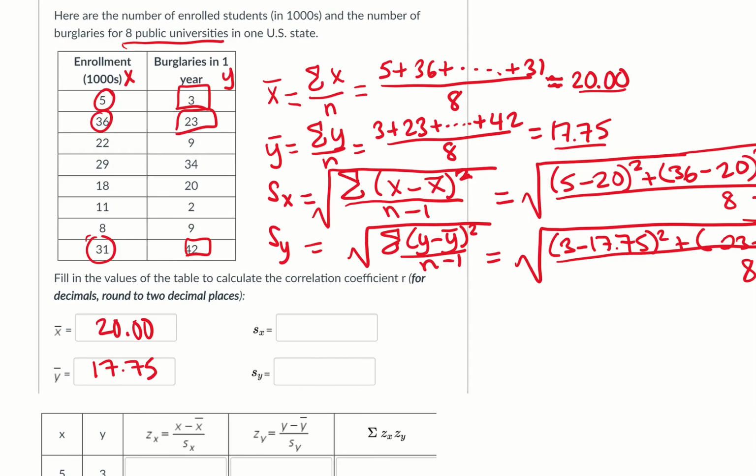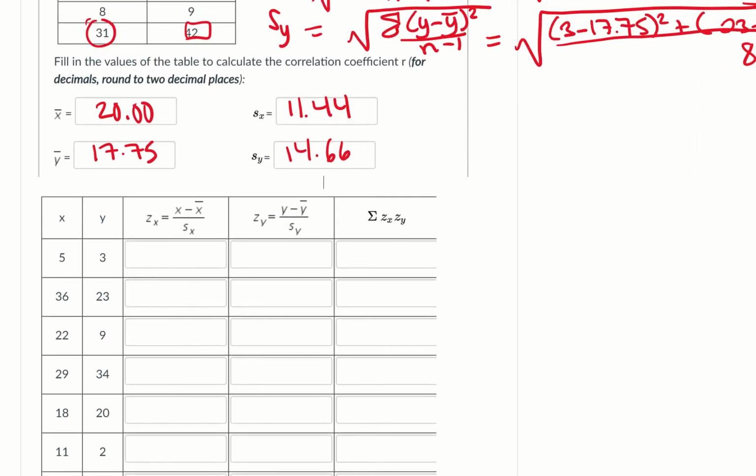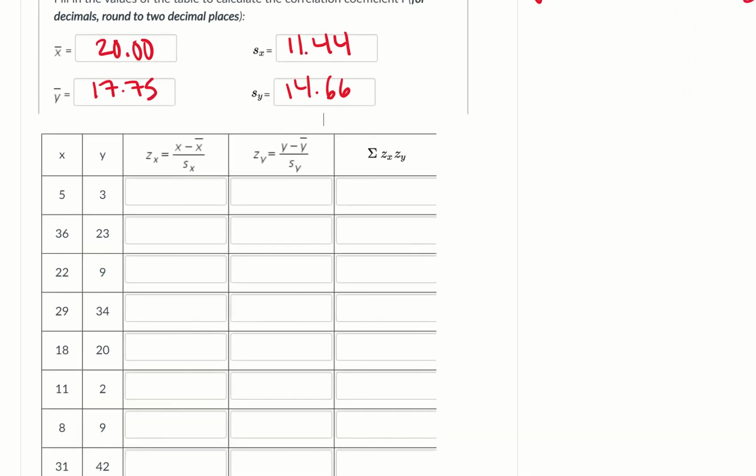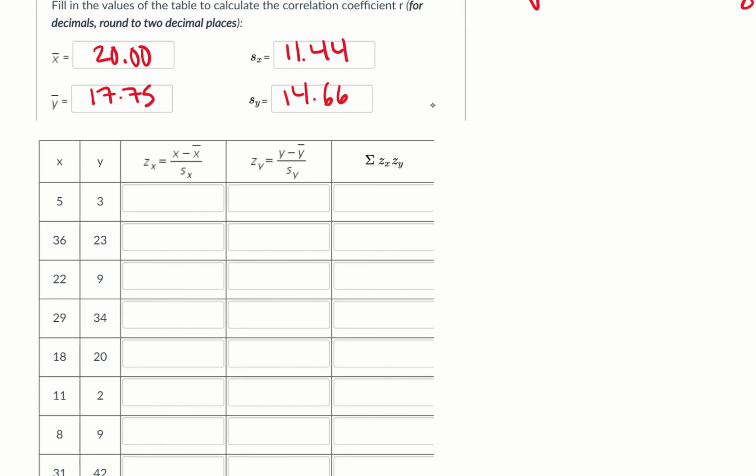All right, went ahead and calculated the numbers. So when you calculate SX, you get about 11.44. This is rounding to the nearest 2 decimals, okay? And then 14.66 for SY. Okay, so now that we got those 4 main numbers, we can go ahead and calculate these numbers in the table. So for the first one, we want to do ZX equals X minus X bar divided by SX. So let's show you this firsthand. Let's do the first calculation here.